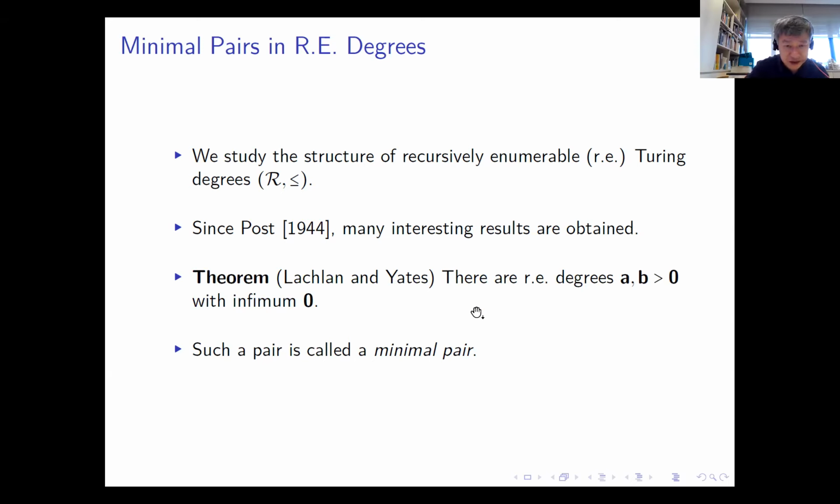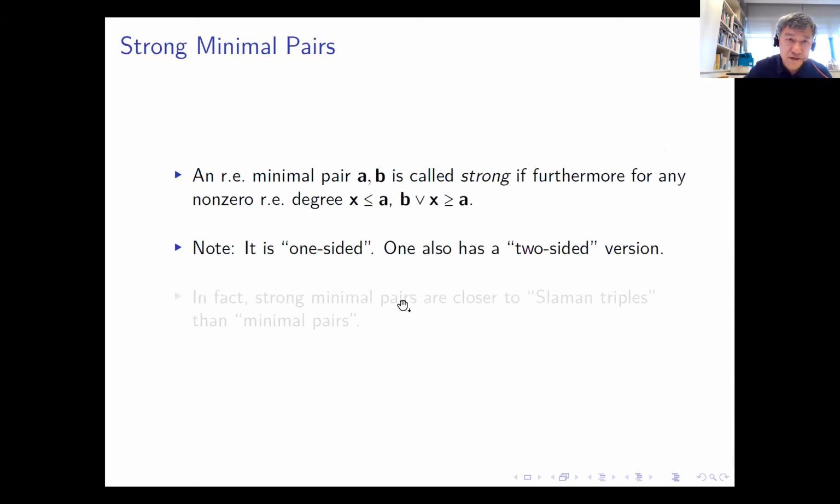So let me continue. I just defined a minimal pair. Now a strong minimal pair is a minimal pair, but with an extra property, which says for any non-zero degree x below A, B join x is above A. You'll see the picture in a moment. I will repeat this definition several times later.